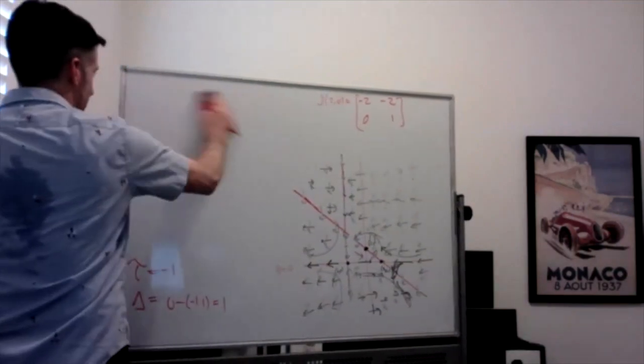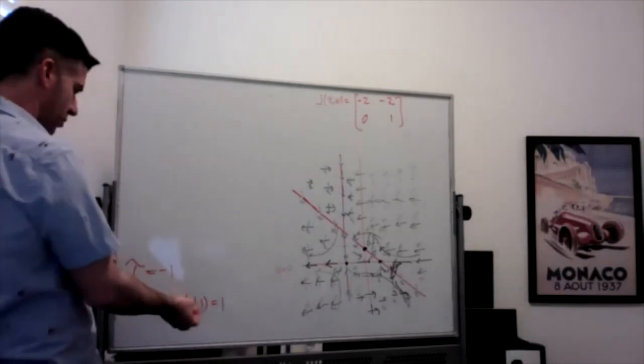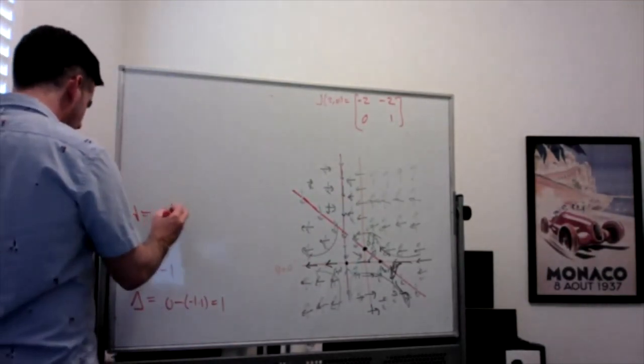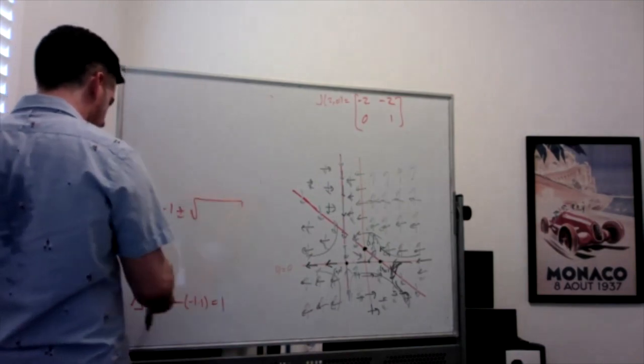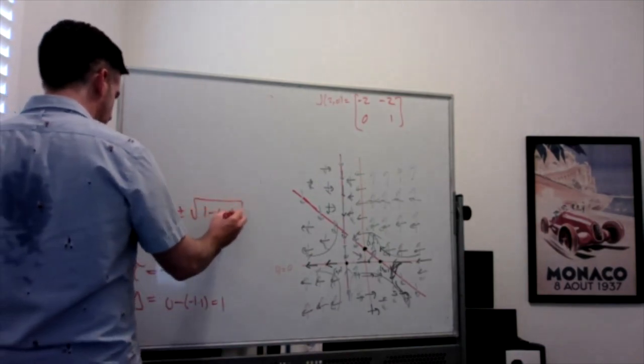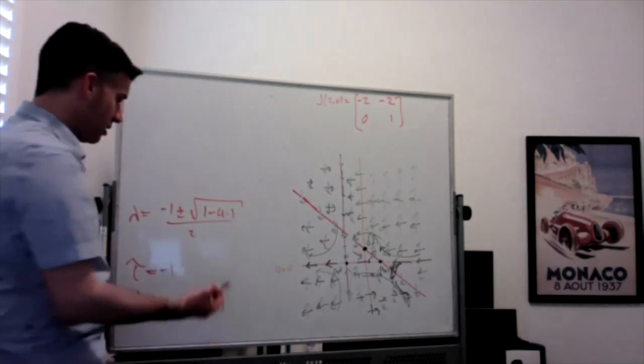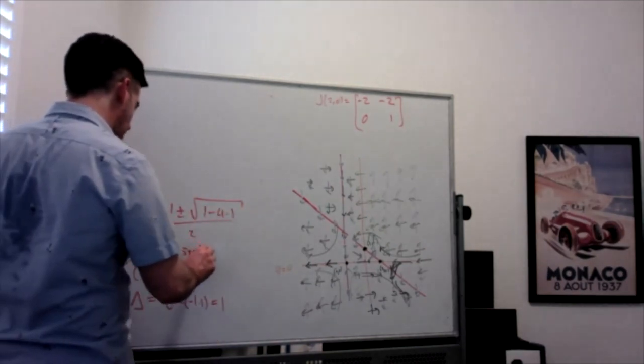Just to draw a little bit more clearly here. So my eigenvalues would be negative 1 plus or minus the square root of negative 1 squared minus 4 times 1, all over 2. Oh, that's going to be complex. So we have a stable spiral.